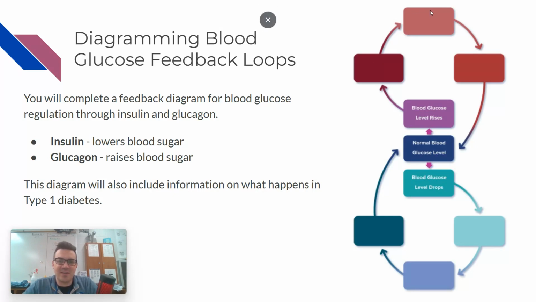So when you have this feedback loop done in your lab journal, make sure that you look at the instructions on MyPLTW2. There's a couple other things it's going to have you add. It's going to have you note what goes wrong in type 1 versus type 2 diabetes on your diagram. Come up, show that to me. I'll grade that for you, and you'll be good to go on to the next thing.